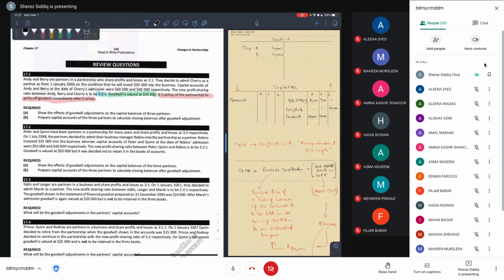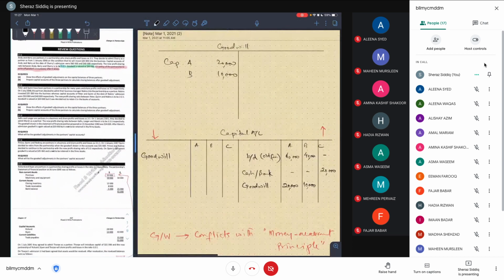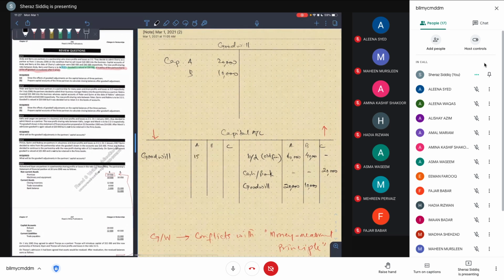So goodwill's cost is going to be shared by these owners. How much will it come to? 3/6 of 30,000 is 1/2, which is 15,000. And then 2/6 is 1/3, 10,000, and 5,000. So the cost of goodwill is shared by the new firm's owners in their new ratio, and goodwill as a benefit is going to be enjoyed by the old firm's owners in their old ratio.